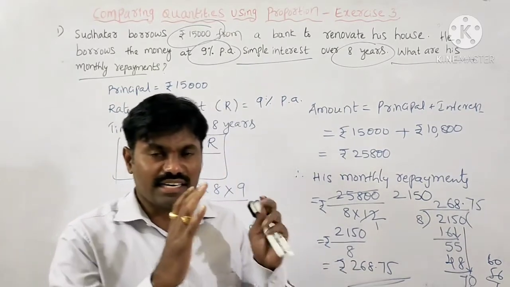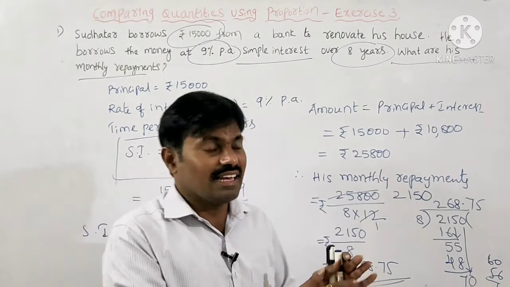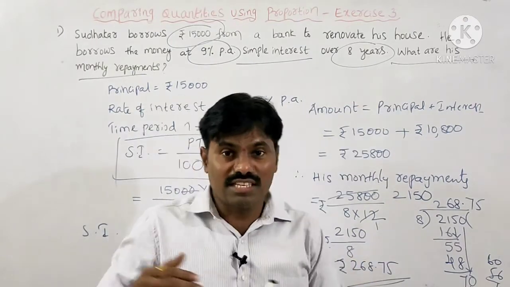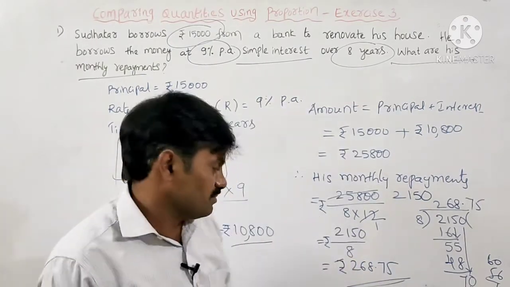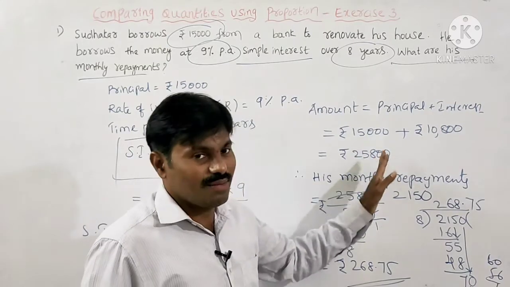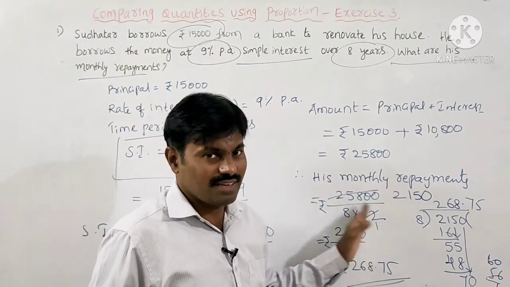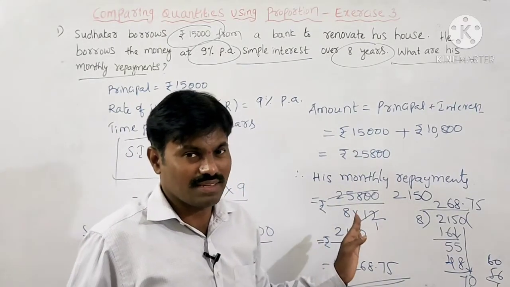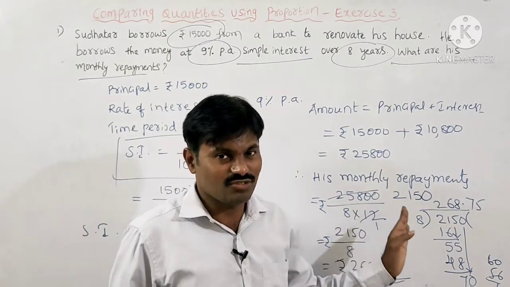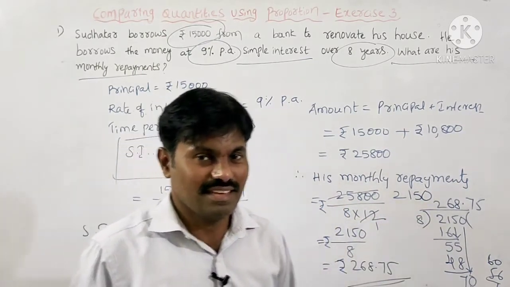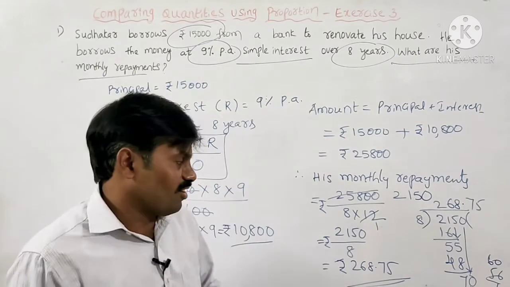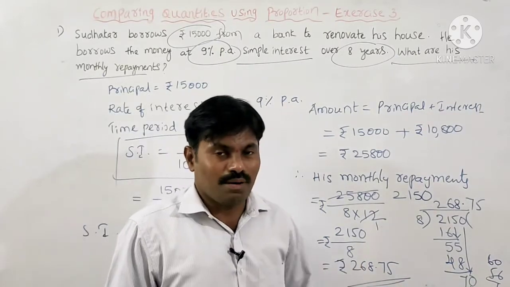Just you have to find the interest for 8 years. And they ask here to find his monthly repayment, so we have divided the total amount into 96 parts, because 8 years, each year 12 months, so 8 years means 8 into 12 months, that is 96 months. Is it clear, beta? Now we will discuss the next problem.